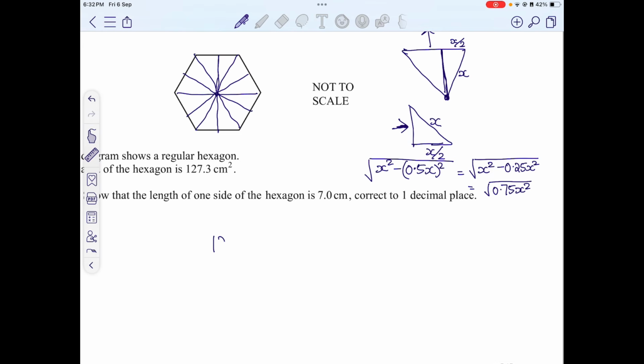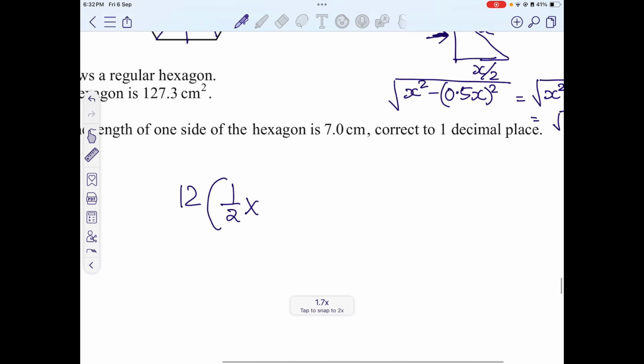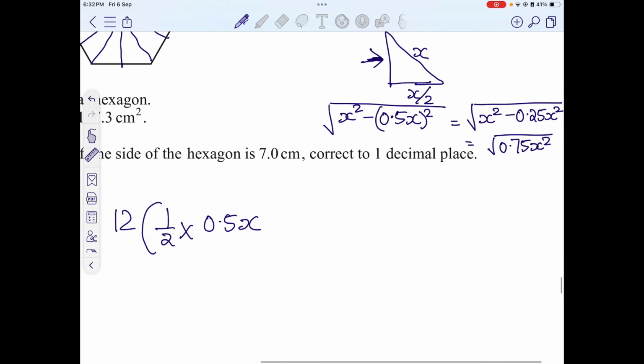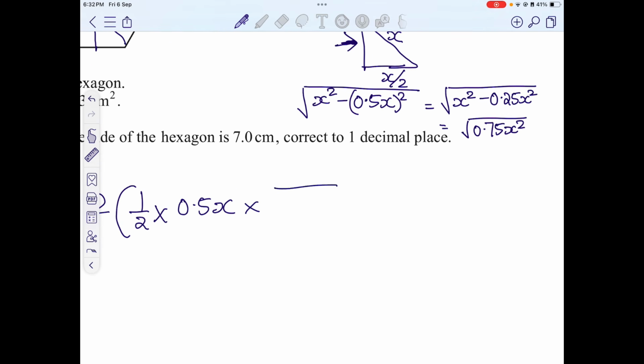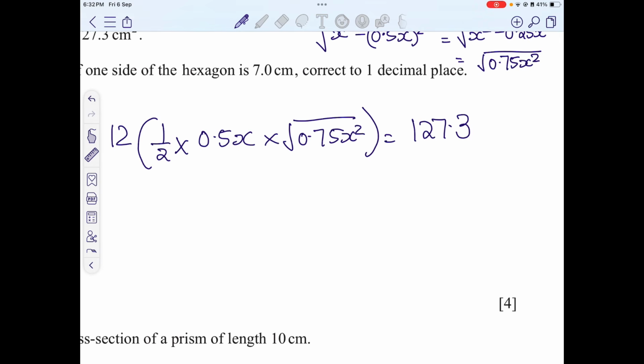Now I could simply say that I have 12 rectangles, and then what is the area of one of them? That is half into the base length, which I've gotten from here, remember it's 0.5x. So 0.5x is my base length, and the height is this part, which is 0.75 x squared, equals 127.3. Alright, now when I want to simplify, I would take 12 to the other side, and what is half into 0.5? That is 0.5 into 0.5. 0.5 squared is giving me 0.25.